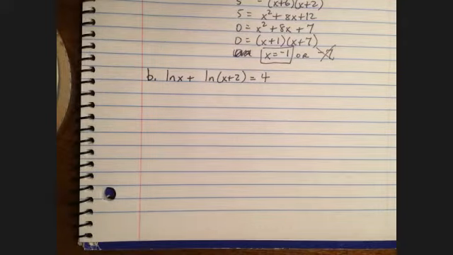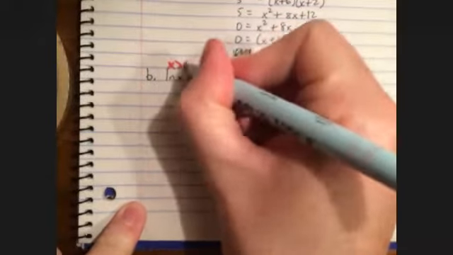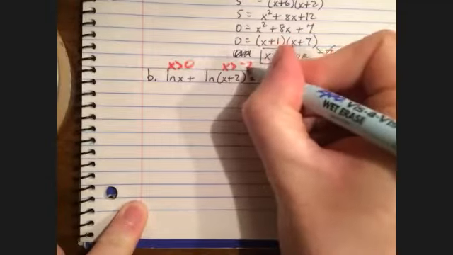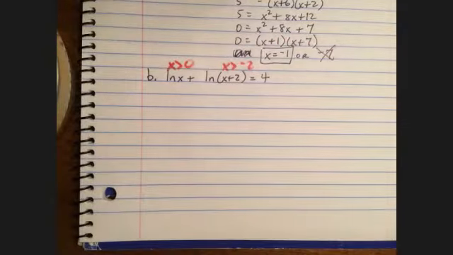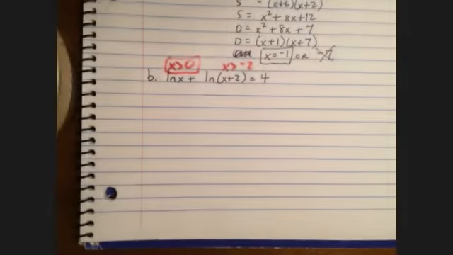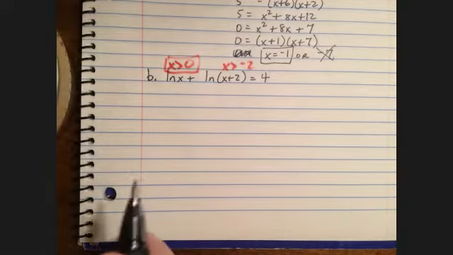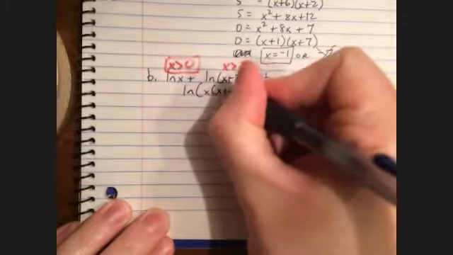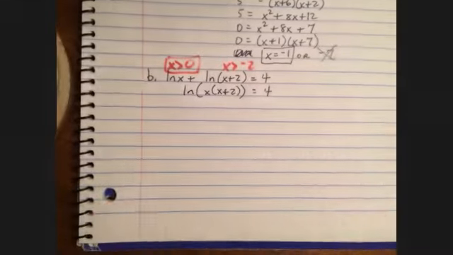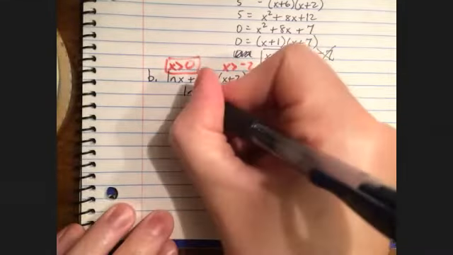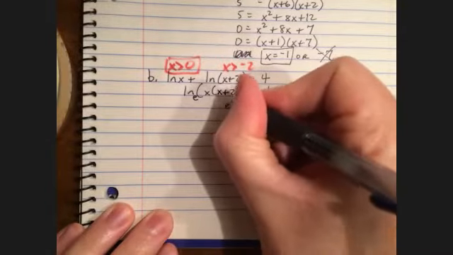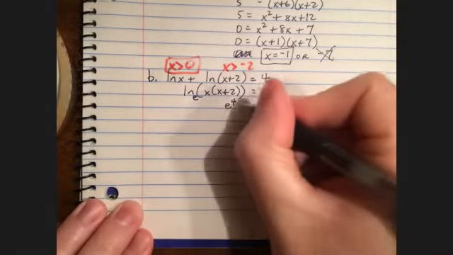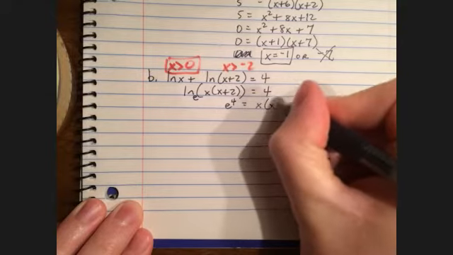All right, our next problem. This one requires a calculator. X has to be greater than 0. X has to be greater than -2. So it looks like we're going to focus in on all of our answers that are greater than 0. Using our logarithm properties, this would be ln of x times x plus 2 is equal to 4. Remember, this is base e, so this would be e to the 4th is equal to x times x plus 2.